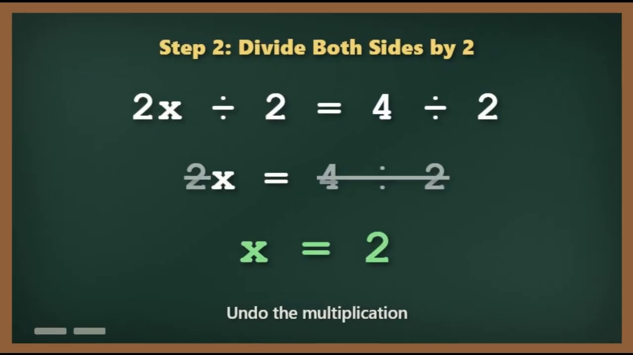Now 2x means 2 times x. To undo multiplication, we divide. Divide both sides by 2. On the left, 2x divided by 2. The 2's cancel, leaving just x. On the right, 4 divided by 2 equals 2. So x equals 2. Different equation, different answer, but the same golden rule.